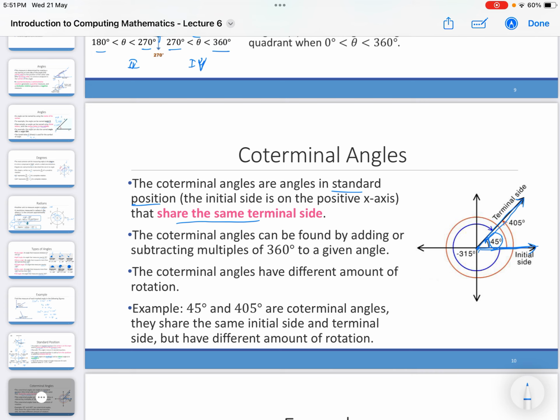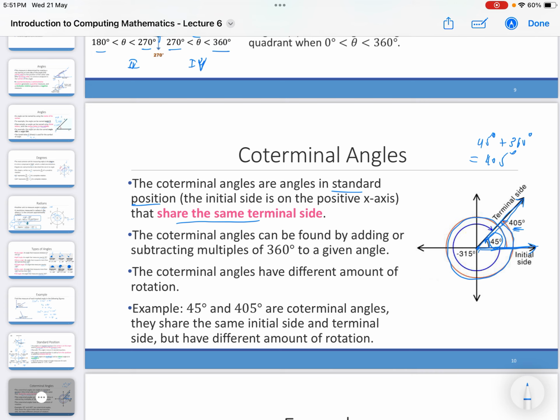Okay, and then we can add one more rotation. So this one, and then add one more rotation up until this terminal side. So basically the 45 degree plus one complete rotation, which is 360 degree, we get 405 degree. So that's why we get this one is 405 degree. So these two are what we call coterminal angles. Okay, so they have the same initial side and also the same terminal side.